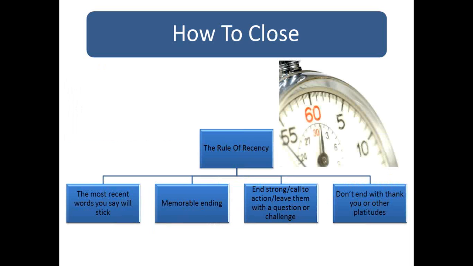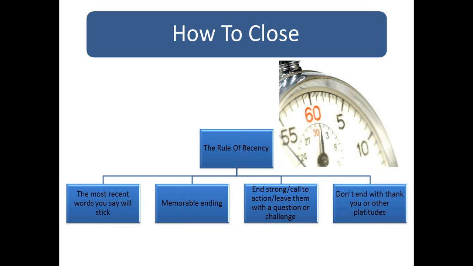Now we're going to move to the end of the speech. How do you close your presentation? And of course, this is the rule of recency. Once again, behavioural psychologists say the most recent words tend to stick in people's memories. And why shouldn't they? They're the most recent words.